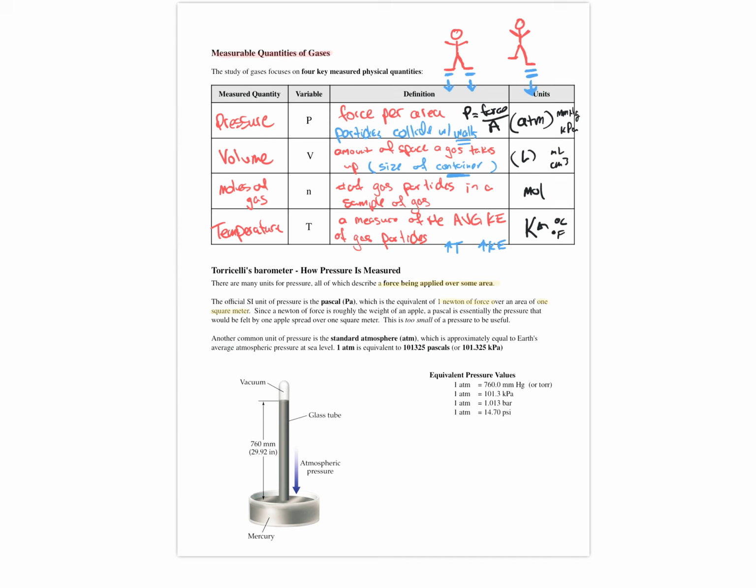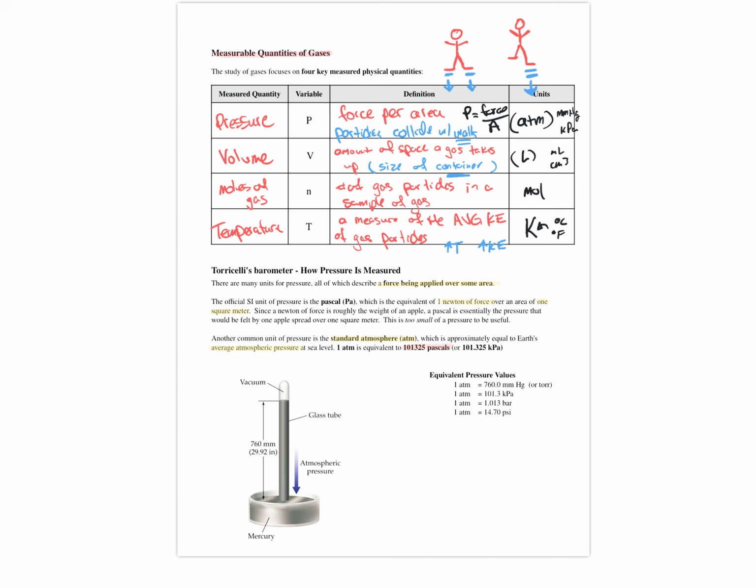So instead, we're going to really use what's called the atmosphere, which is approximately equal to the average atmospheric pressure at sea level on the Earth. And it turns out that one atmosphere is equal to 101,325 pascals. That's over 100,000 apples smeared over a 1 meter area. That is the force of the Earth's atmosphere pressing on the surface of the Earth that we deal with every day and don't even notice.